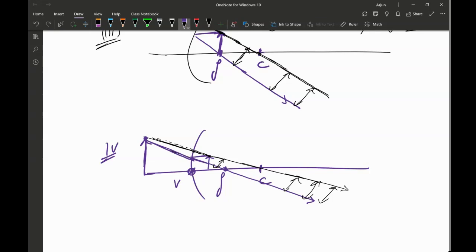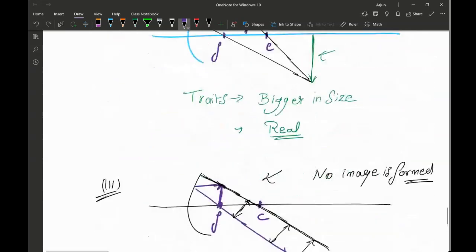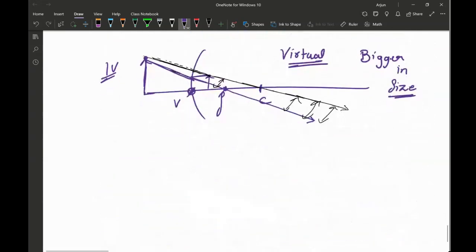So what kind of image is this? This is a virtual image because this is upright, and this is bigger in size also. Bigger in size. So this is the case when the object is placed between the vertex and the focal point on a concave mirror. So all these four cases were for the concave mirror.